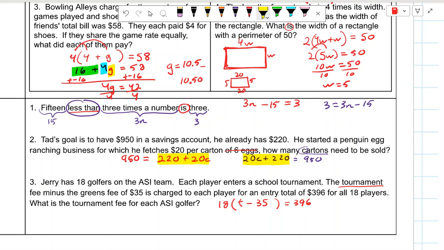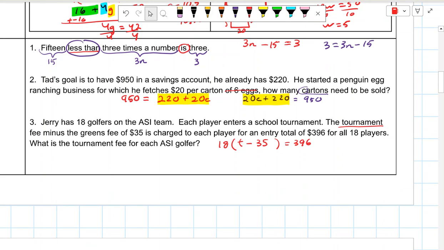And the last one, Jerry's 18 golfers at the ASI. So it's talking about, in this story, each player enters a school tournament. The tournament fee minus the greens fee is $35. Is charged to each player for an entry total of $396 for all 18 players.